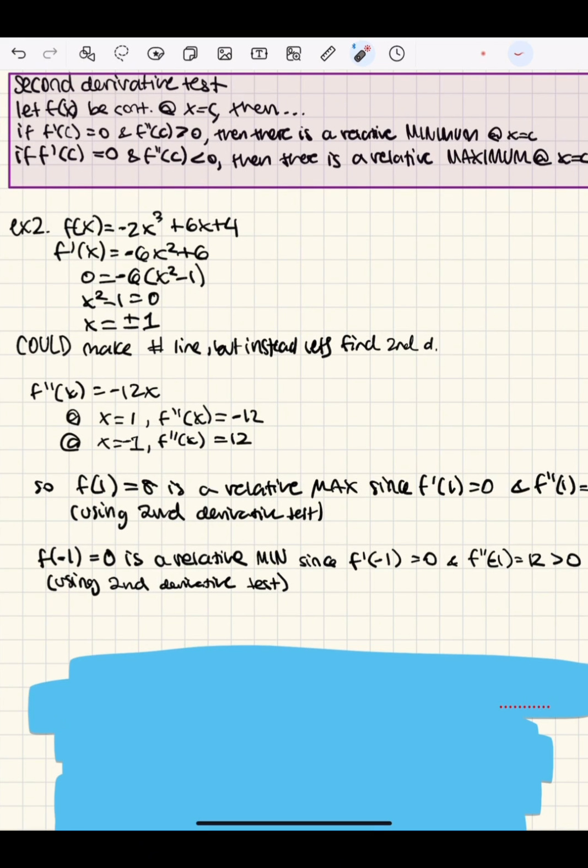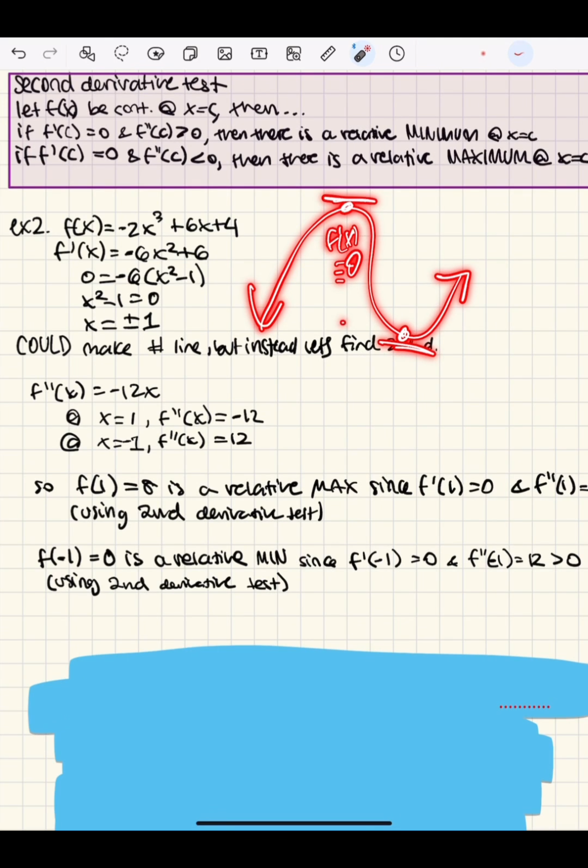So the other way to do this is that you find these critical values, and then, going back to this function, f double prime of x is going to be negative 12x. Again, we're just taking the derivative to get here. So then at x equals 1, we found that point, because we're always talking about these exact points, where f prime of x is going to be 0.